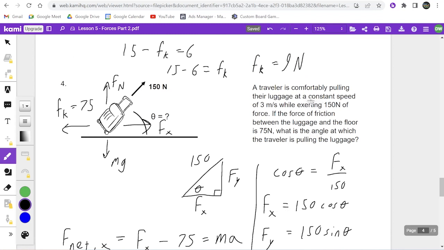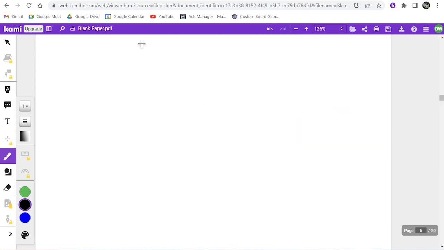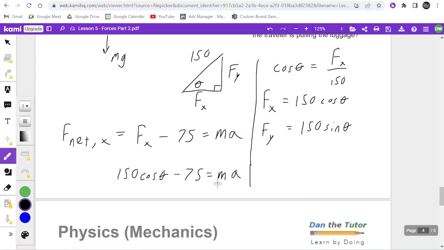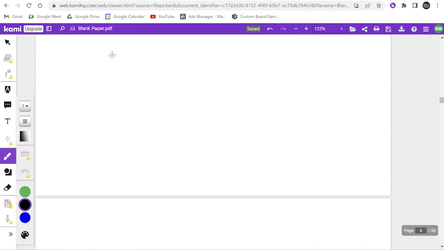See how it says it's a constant speed of 3 meters per second? What does a constant speed mean? I'm not sure if I mentioned this before. I think I did last week for Newton's first law. No acceleration. Yes, you're right. Constant speed, no acceleration. You're correct. Thank you. Constant speed means the acceleration is 0, and because of that, I can just cross that out. It equals 0. So it looks like 150 cosine theta minus 75 equals 0. And now I can solve.